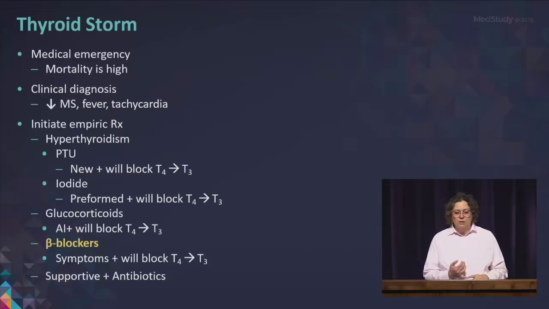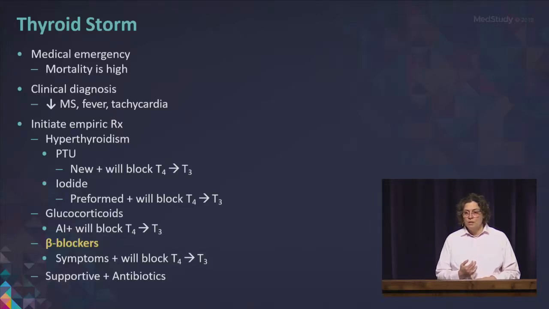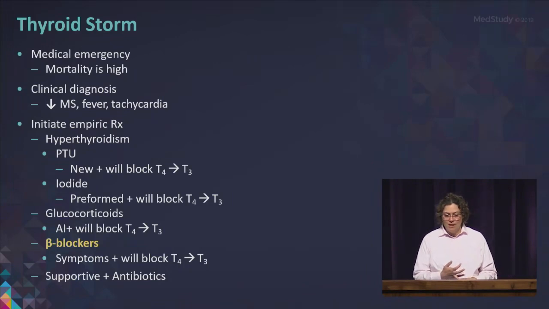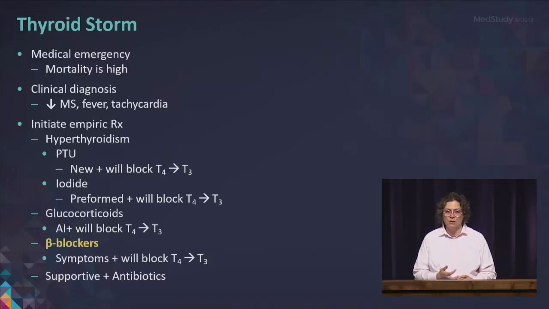How we want to treat is we want to block production and formation of thyroid hormone with PTU. We want to use SSKI. We want to use steroids to block conversion, and we want to use beta blockers.